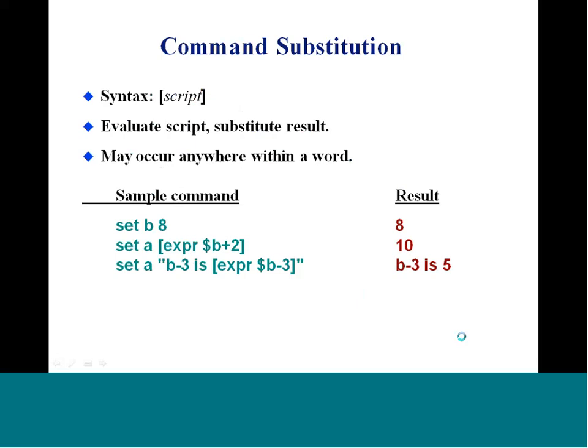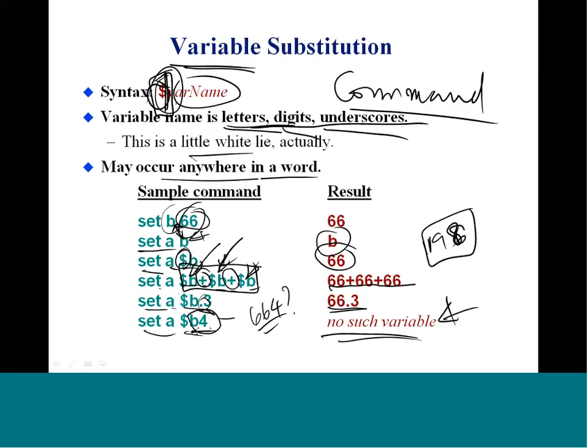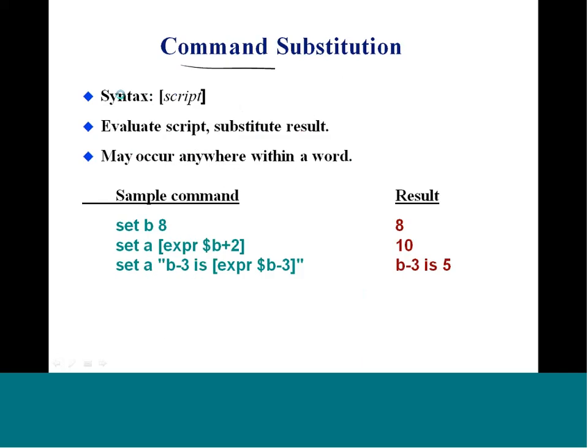Now the second aspect that I talked about, which is the command substitution. For the variable substitution, the key character is the dollar. For the command substitution, the key characters are the square brackets. Any script which is embedded within a square bracket, it interprets as a command and then executes that command. So essentially it is evaluating the script and then substituting the results. And it may occur anywhere within a word.